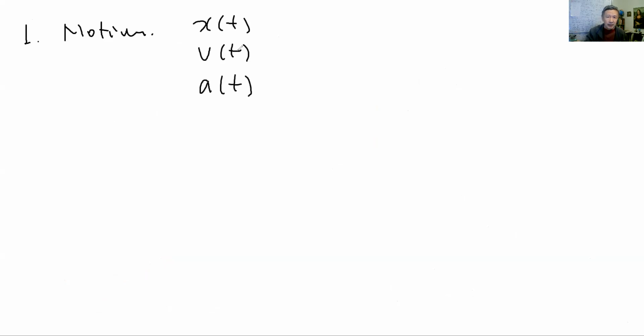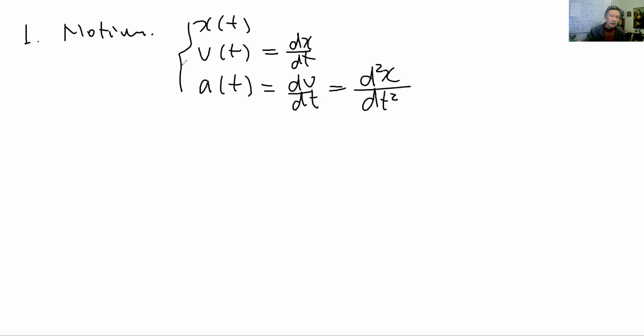One of the typical questions is dealing with motion. Motion, kinematics. Basically, we know that x in general is a function of time, and the velocity is also a function of time. We're talking about 1D, and acceleration is also a function of time, but they are related. First, velocity equals dx/dt. How about a? a equals dv/dt, or the second derivative of x, d²x/dt². These are the bases that people often use to ask questions.